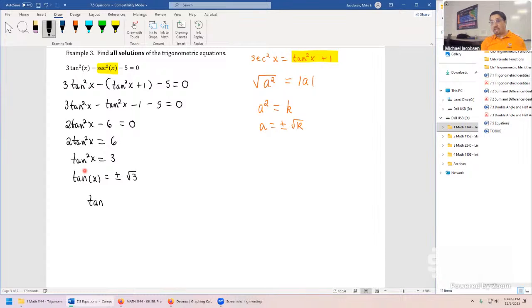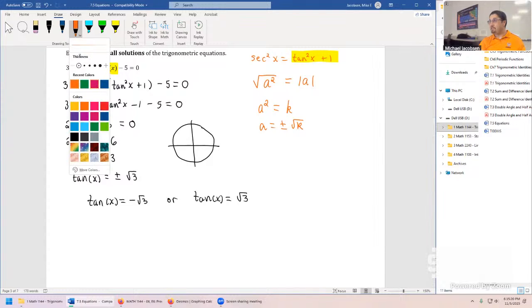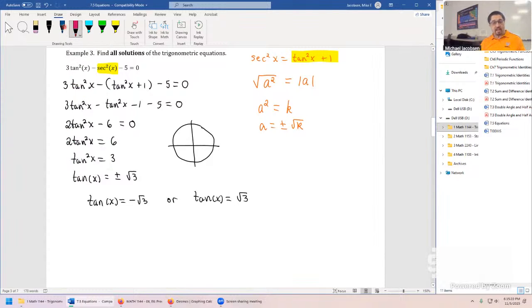We need to solve simultaneously that tangent x is negative root 3. And the second equation, tangent x is positive root 3. But really, it's not too bad. We can go back to the unit circle here, find good candidate angles, but there's something new and special about this problem again that's different from the others. When we're dealing with sine, cosine, secant, cosecant, which is just the reciprocal of sine and cosine, period is 2 pi on every one of those.